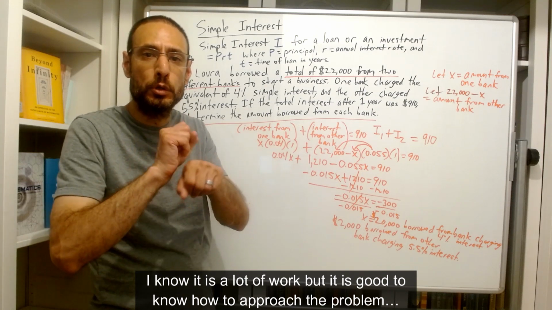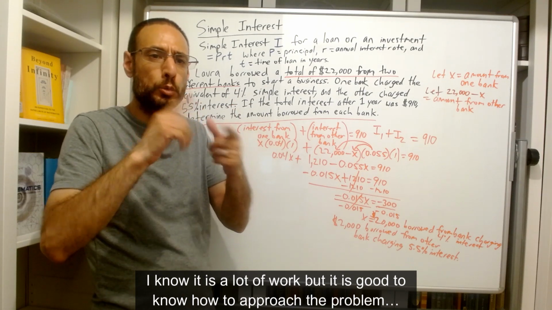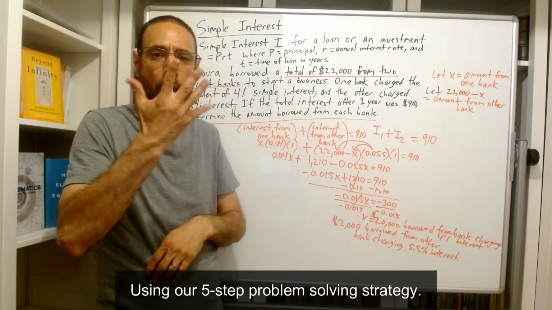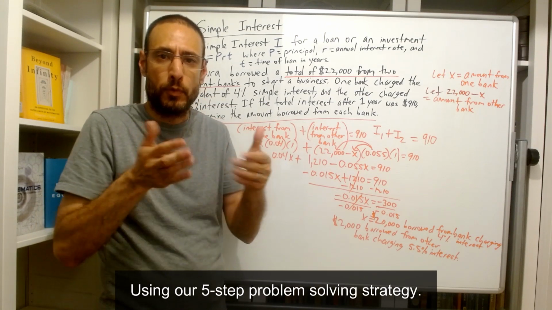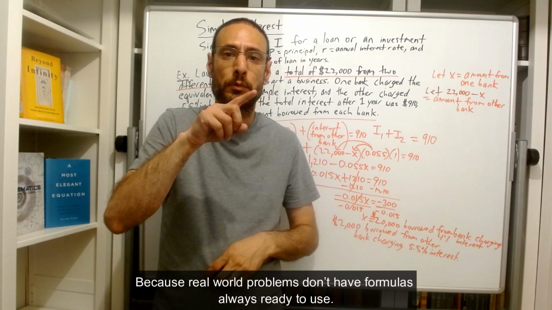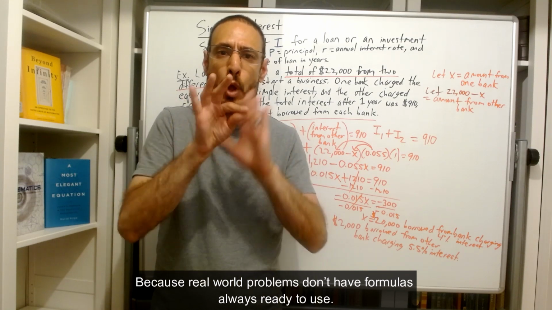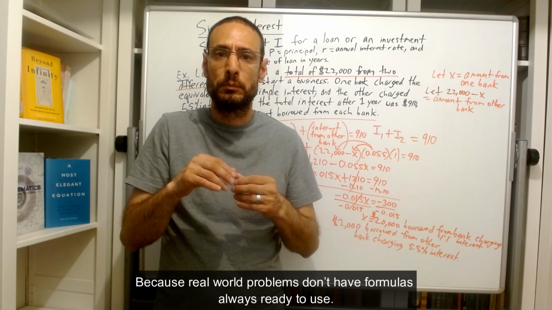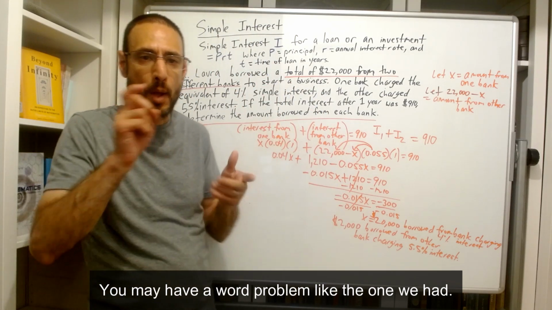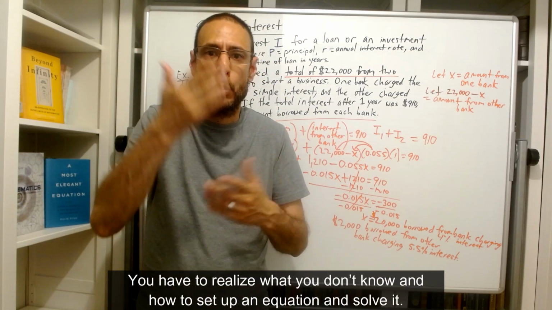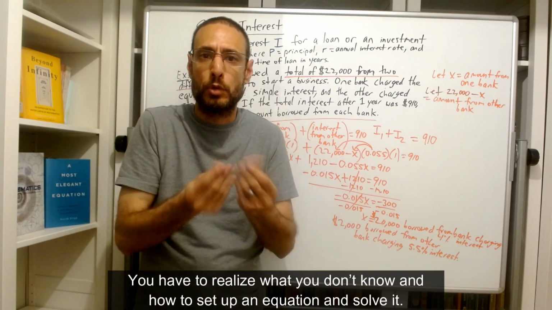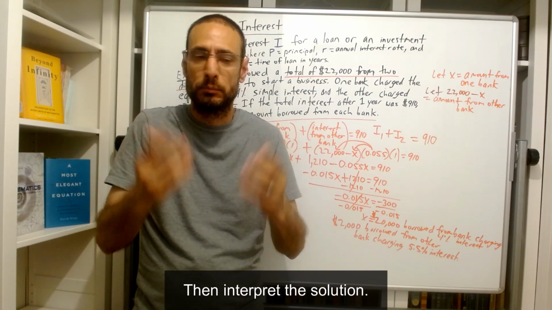I know it is a lot of work, but it is good to know how to approach the problem using our 5-step problem-solving strategy. Because real-world problems don't always have formulas ready to use. You may have a word problem like the one we had. You have to realize what you don't know and how to set up an equation and solve it. Then interpret the solution.